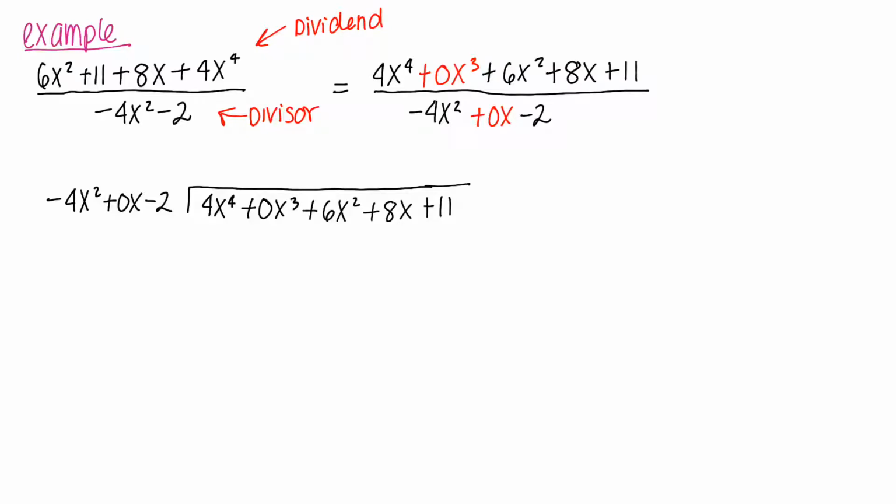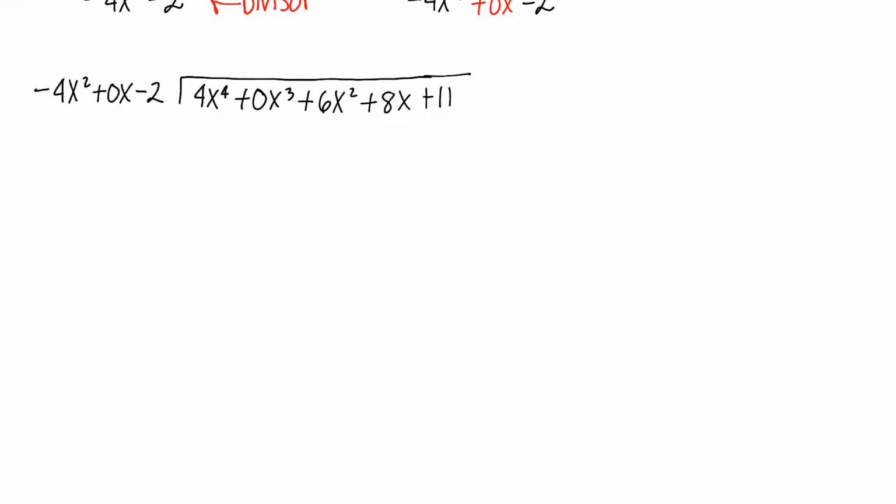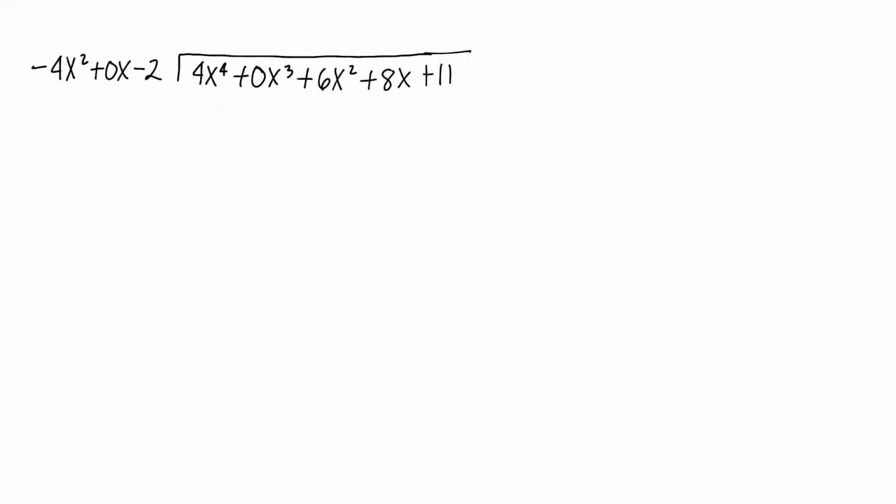I promise you that you will get very frustrated with these problems if you do not write it like this. First of all, it'll become near impossible, and second, it's just going to confuse you. You're going to confuse yourself, I can guarantee it. So make sure it's in descending order and make sure you have the placeholders. All right, so dividing the leading term of the dividend by the leading term of the divisor. So we have 4x to the 4th divided by negative 4x squared. This will give us negative x squared, which I will put on top.